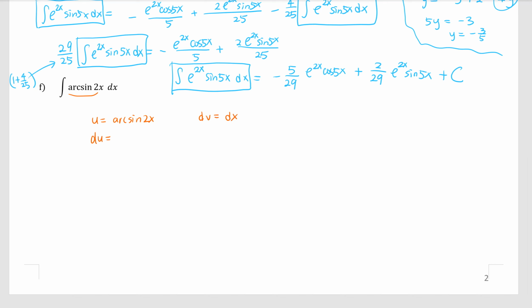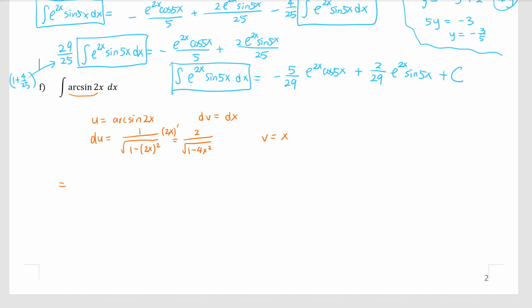Well, du, what is the derivative of inverse sine of 2x? Well, that is 1 over the square root of 1 minus u squared. This is actually the chain rule with the u being 2x. So it's 1 over the square root of 1 minus u squared times u prime. So 2x prime, which gives 2 over the square root of 1 minus 4x squared. So far, so good, everybody. All right. And what is v? Well, v is just the integral of 1 with respect to x, which is x.